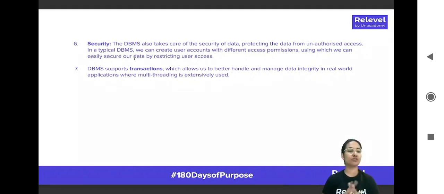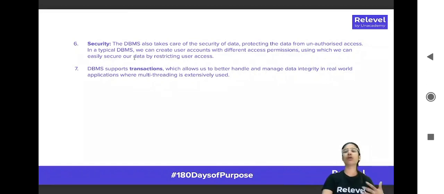So database management systems are well equipped to support multiple transactions to handle data and maintain the integrity of the data in real world applications where multi-threading is very common. Multi-threading in the sense is like parallelly we are doing a lot of jobs, right? So in those situations where multi-threading as a concept has become so extensively popular, database management systems do support the functionalities required for that. Okay, so with this we conclude our very basic, extremely basic introduction to database management systems.